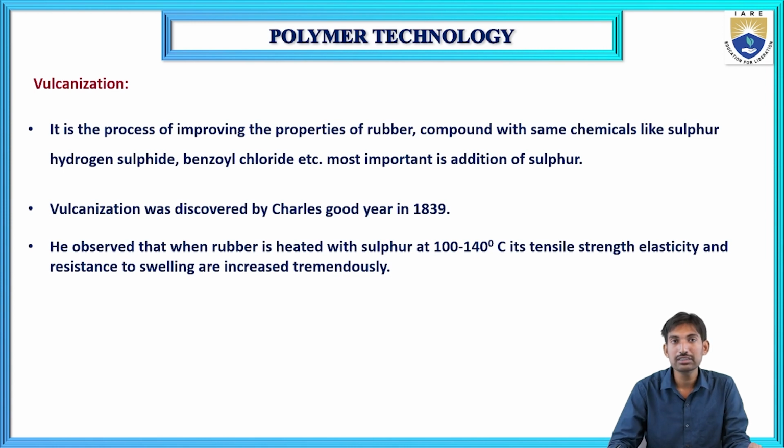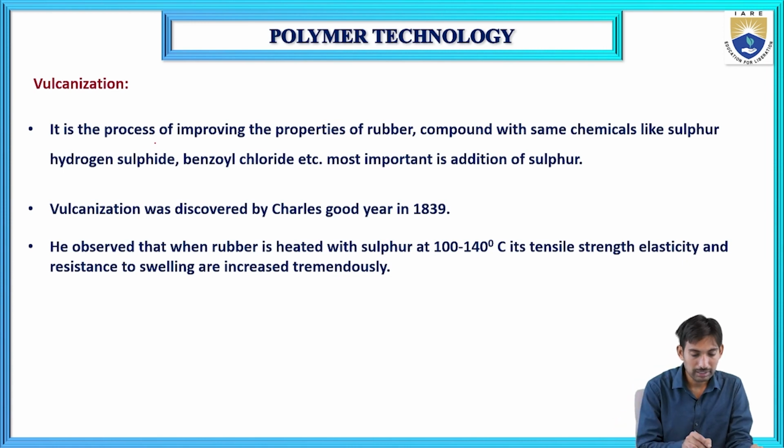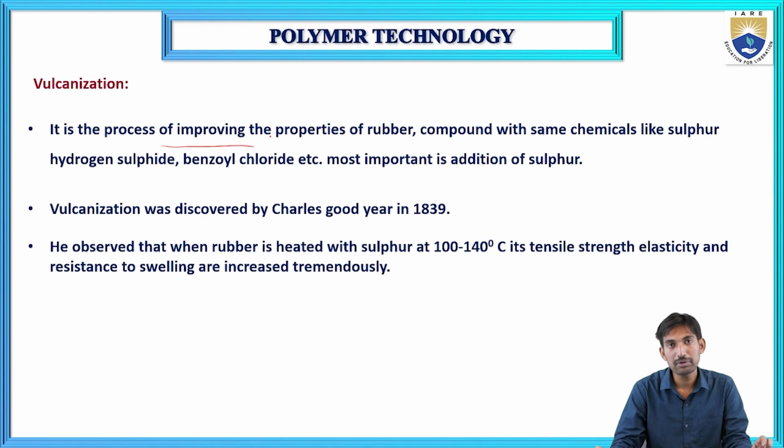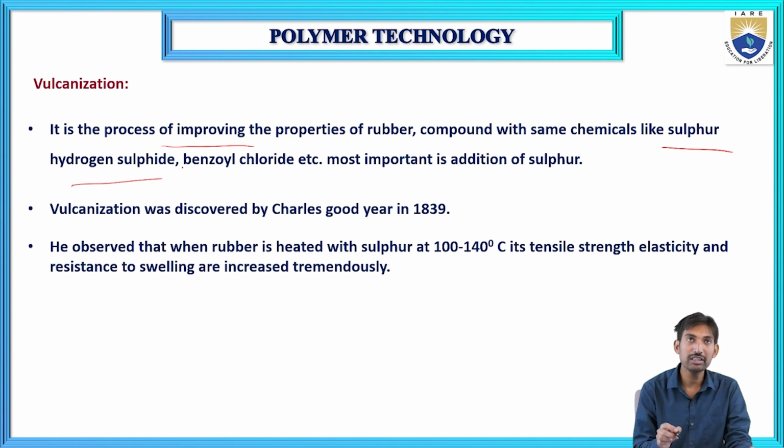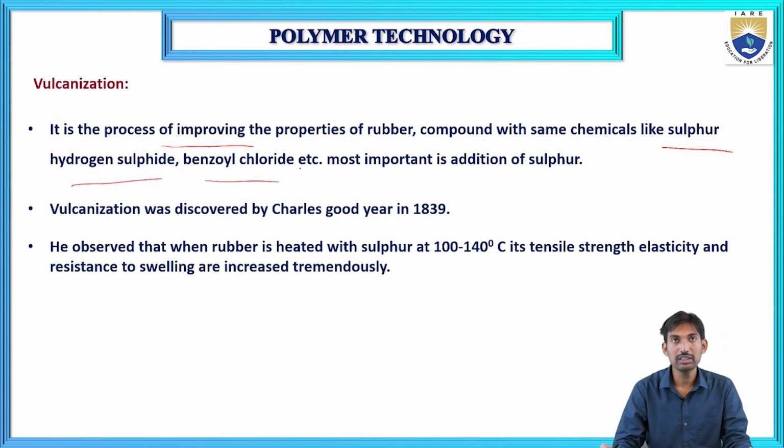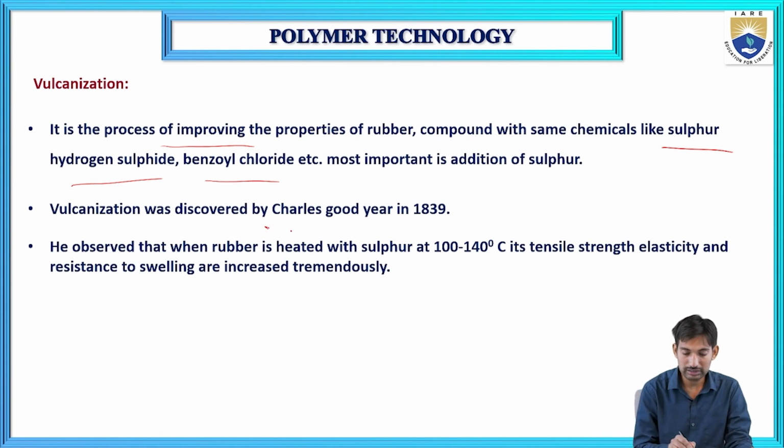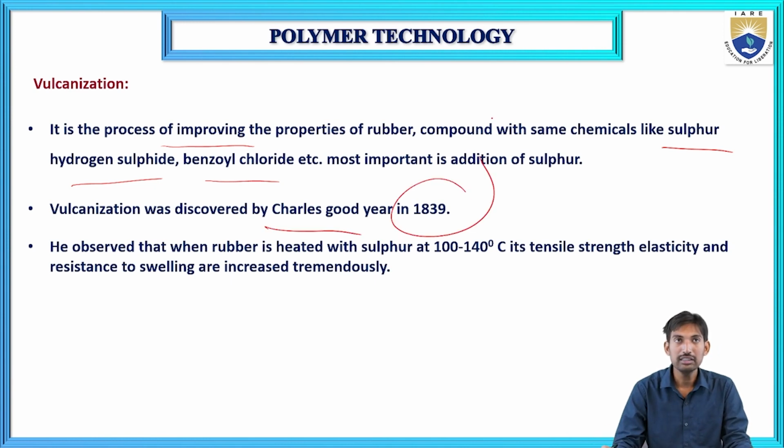What is the vulcanization process? It is a process of improving the properties of the rubber by addition of chemicals like sulfur, hydrogen sulfide, benzyl chloride, etc. The vulcanization process was discovered by Charles Goodyear in 1839.